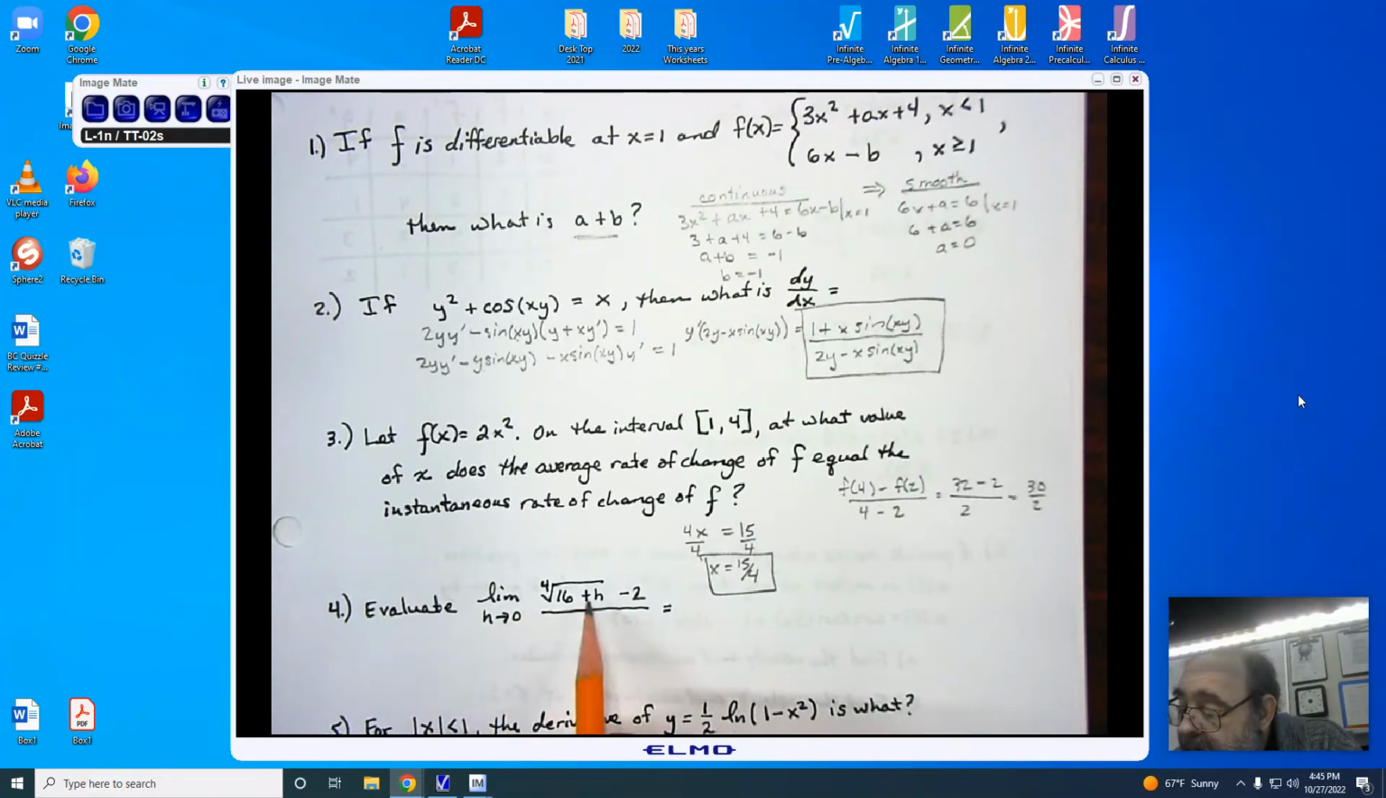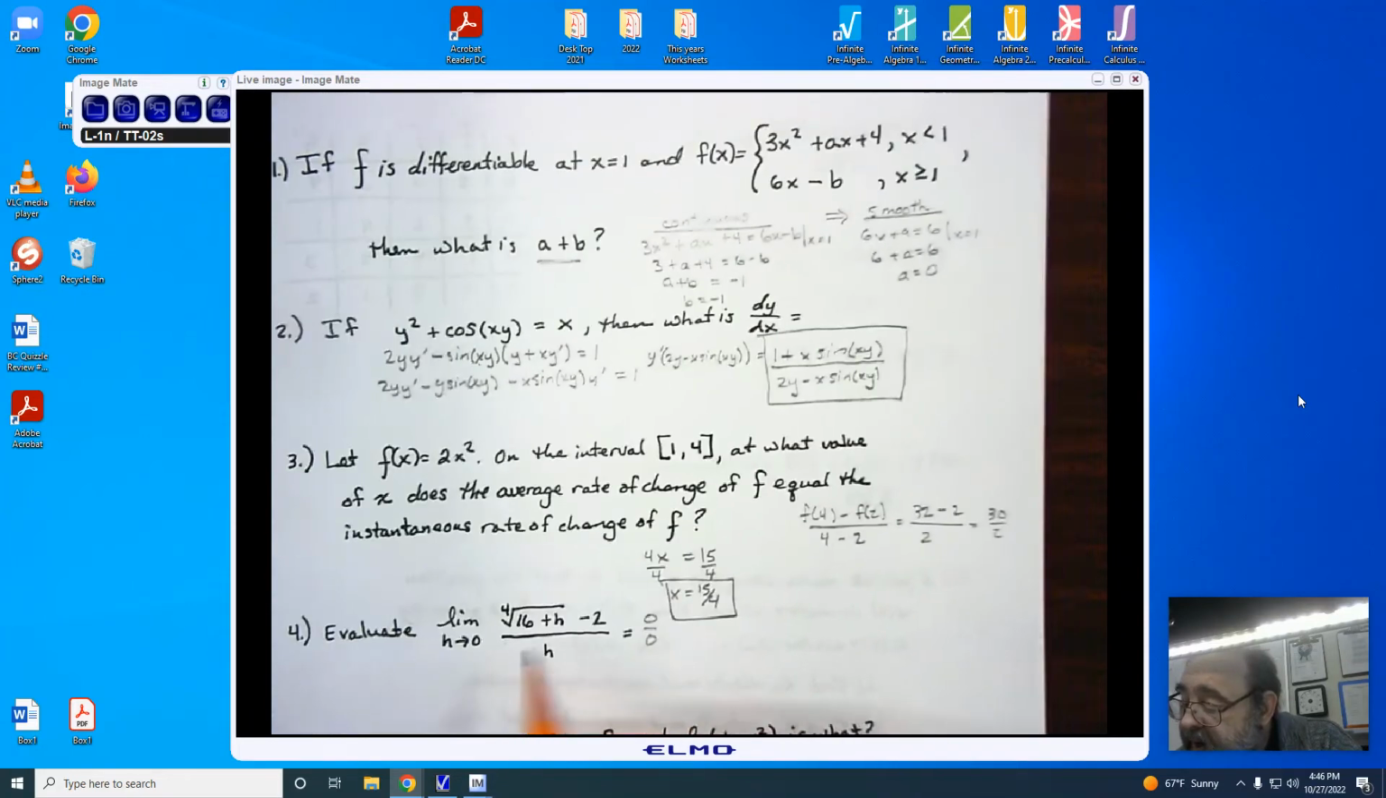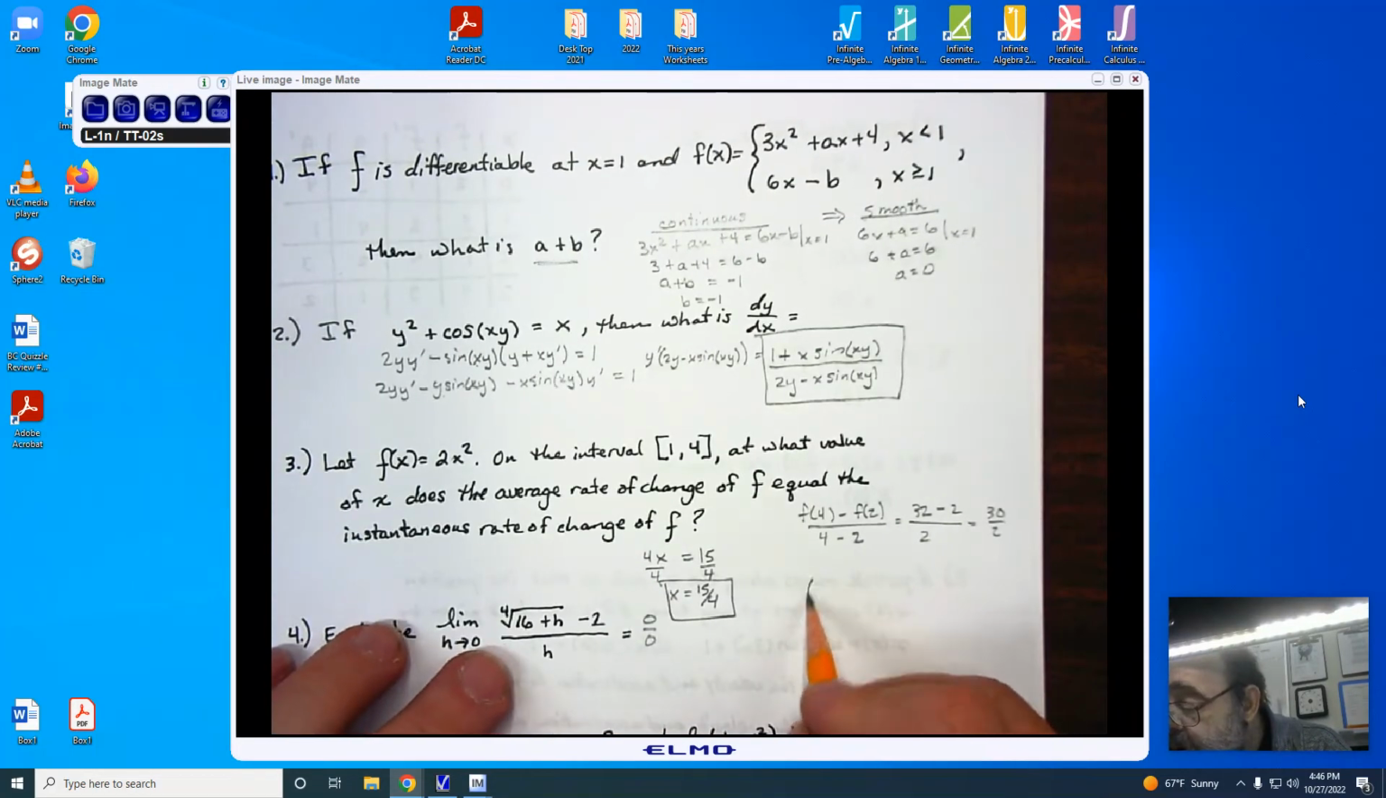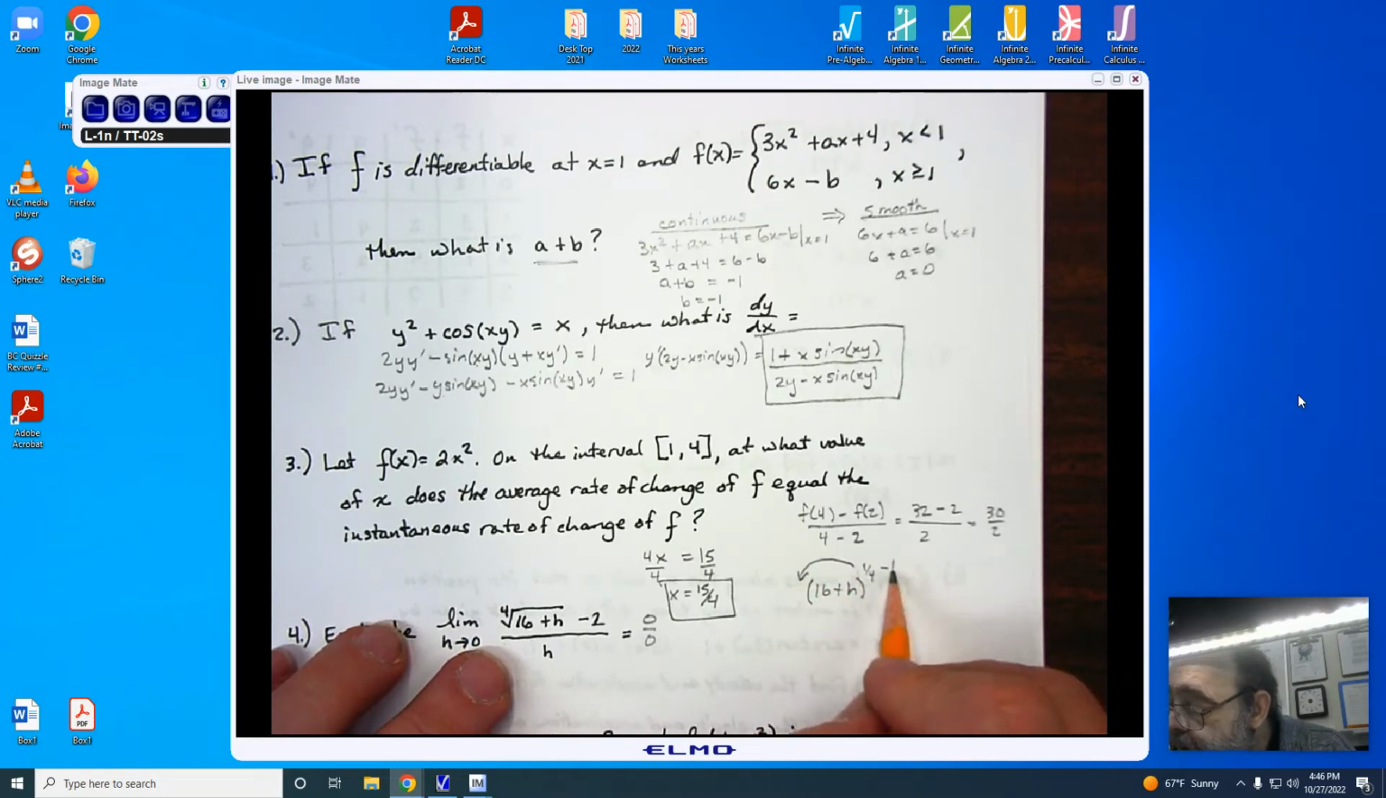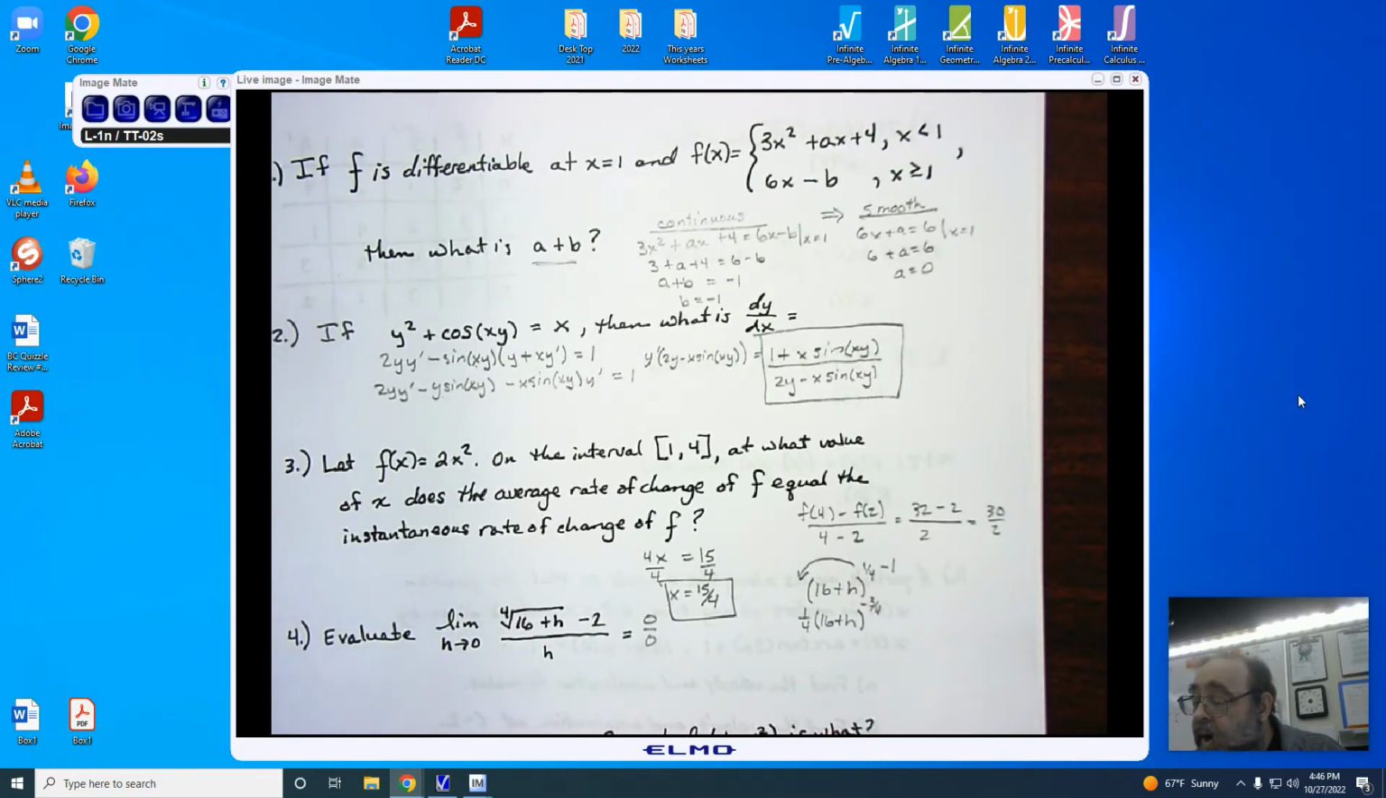When I plug in the 0, I get the 4th root of 16 is 2, and 2 minus 2 is 0, divided by 0. Because I get 0 over 0, I immediately go to L'Hopital's rule. We take the derivative. Now, in order to do this, you're going to want to change it to 16 plus h to the 1/4 power. This will allow you to bring the 1/4 to the front and subtract 1. You end up with 1/4 times 16 plus h to the minus 3/4, times the derivative of h, which is 1.